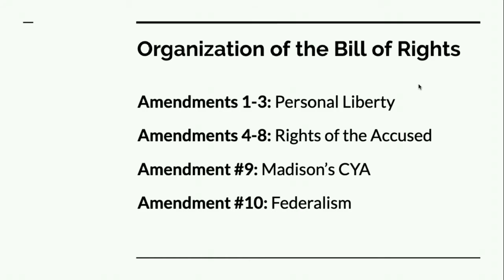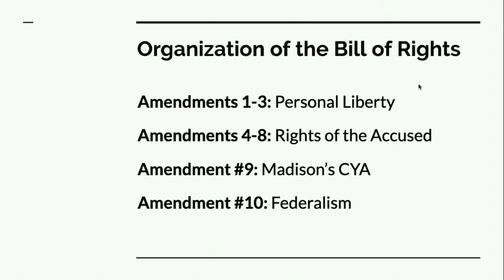The next few, Amendments 4 through 8, are what people call the rights of the accused, meaning if you get into trouble. And I like to think about it in increasing terms of badness. As more bad things happen to you, or you get in more trouble, these amendments are there to protect you. For instance, Amendment 4 protects you if you get pulled over by the cops. Amendment 5 protects you if you get arrested. Amendment 6 protects you if you have to go to court. And the Eighth Amendment protects you if you end up in prison. So, again, increasing order of badness, Amendments 4 through 8.